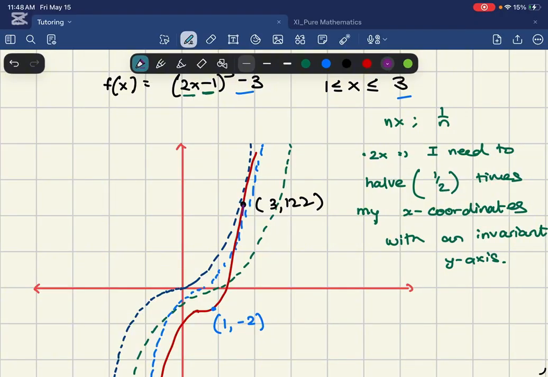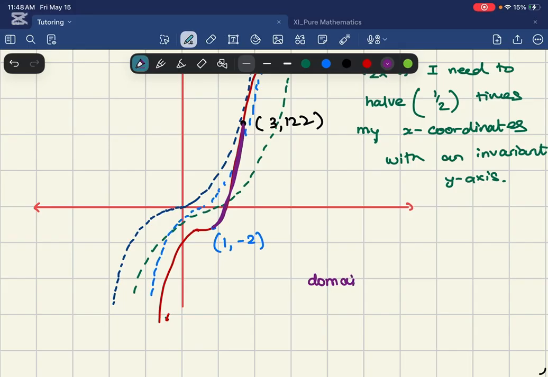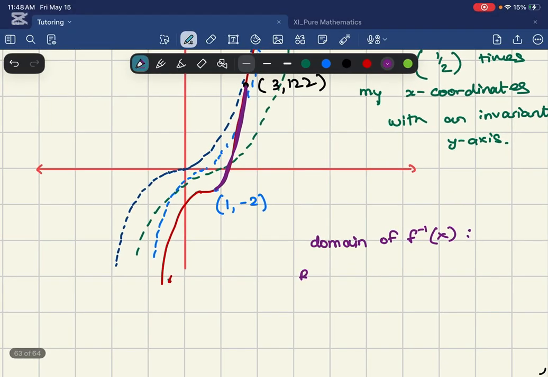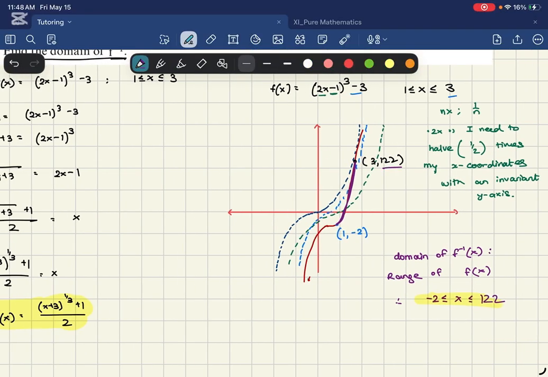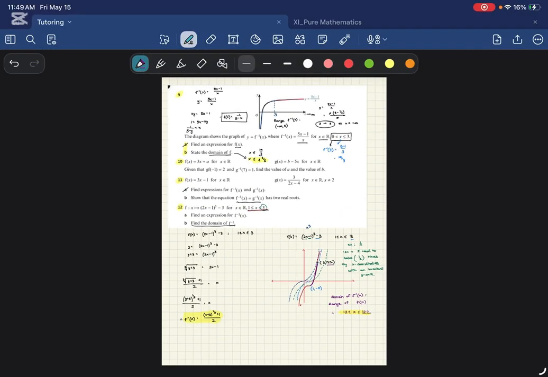So my range is going to be here, and that is going to be my domain for f inverse of x. So the domain of f inverse of x is going to be the range of f of x, and therefore x is bigger than or equal to -2 and less than or equal to 122. Because it goes up until 122. All right, so we are done with question 12.